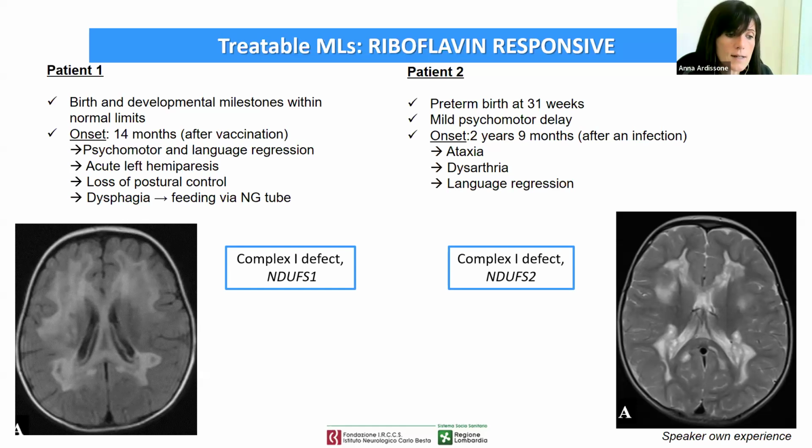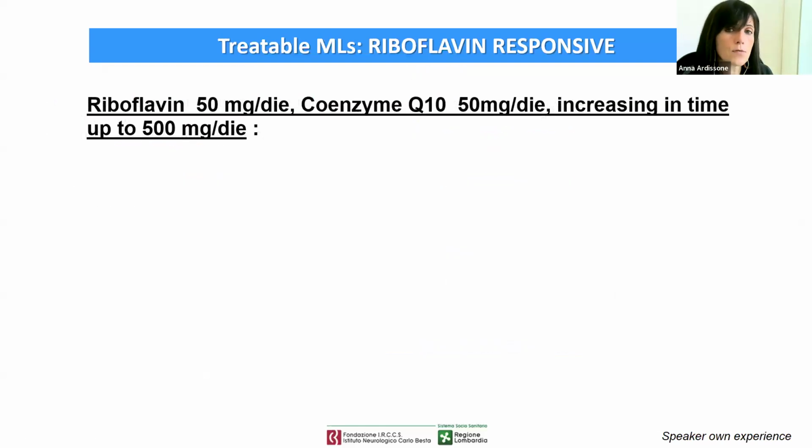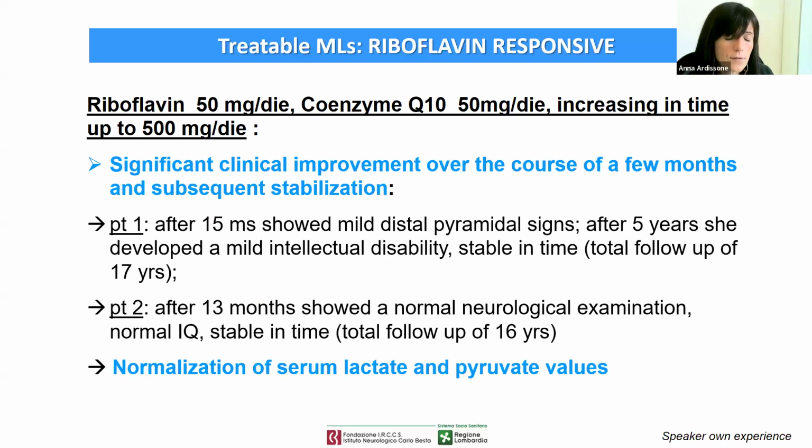After diagnosis, the patients started treatment with cofactors. And what about the follow-up? They started with a dosage that increased over time, up to 500 milligrams each day for riboflavin. And at the following follow-up, an important clinical improvement was observed. The first patient, after 50 months, showed only mild distal pyramidal signs. After 5 years, she developed a mild cognitive impairment, and this picture was stable in time until the last follow-up, 17 years from the onset.